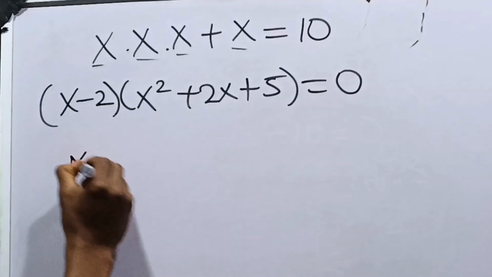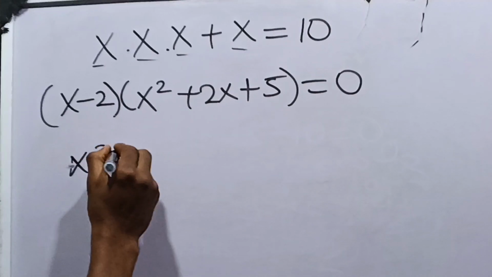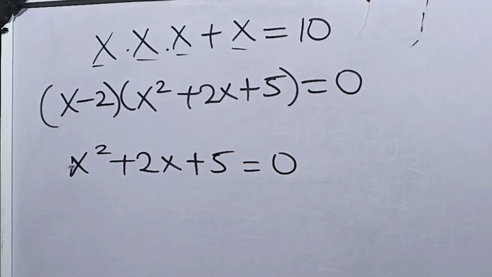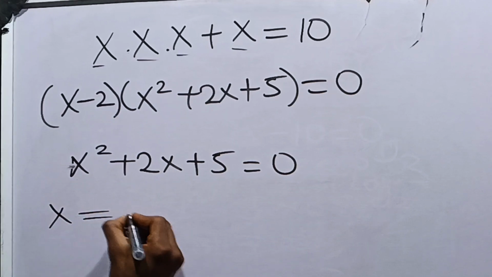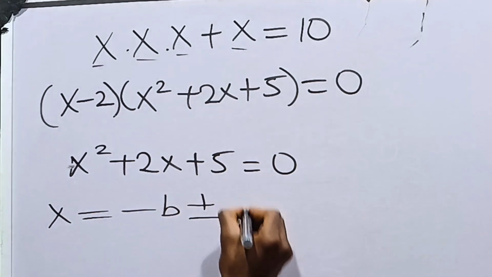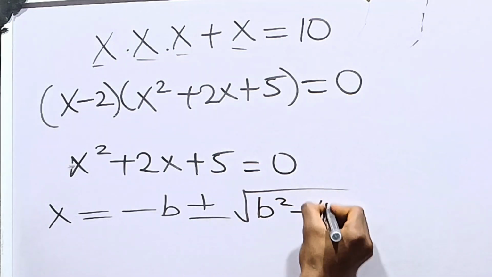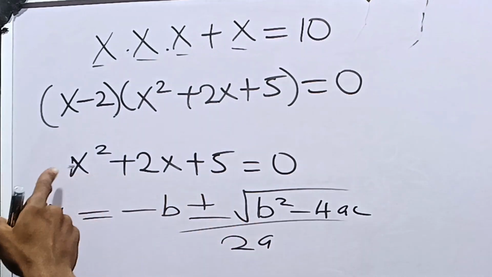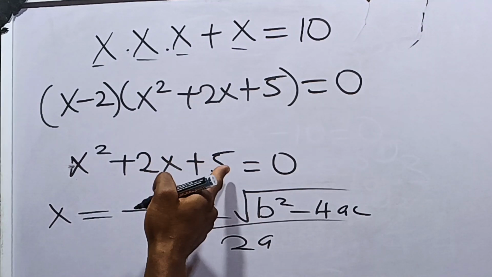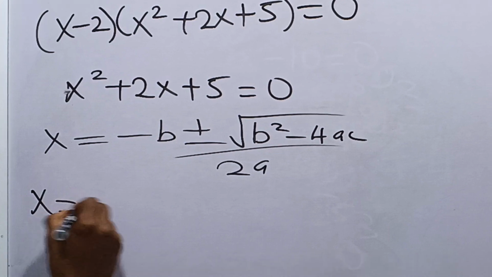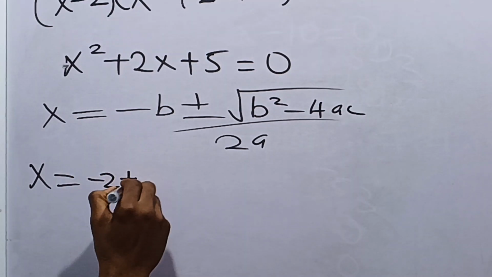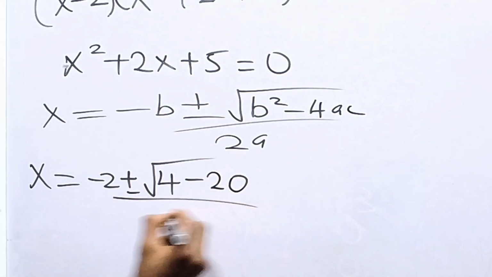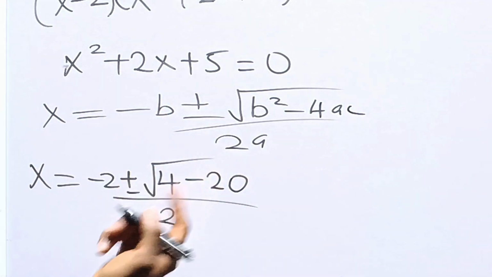So we'd have x squared plus 2x plus 5 to be equal to 0. Now to solve this, we use the quadratic formula that says that x will be equal to minus b plus or minus square root of b squared minus 4ac all over 2a. Okay, where a is the coefficient of x squared, b is the coefficient of x, and c is the constant term. So that our x will be equal to minus 2 plus or minus square root of 2 squared is 4 minus 4 times 5 is 20 all over 2 times 1, which is 2.